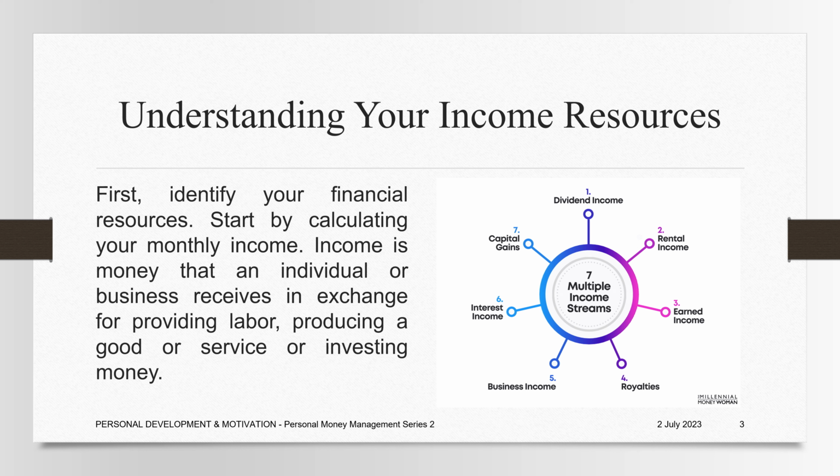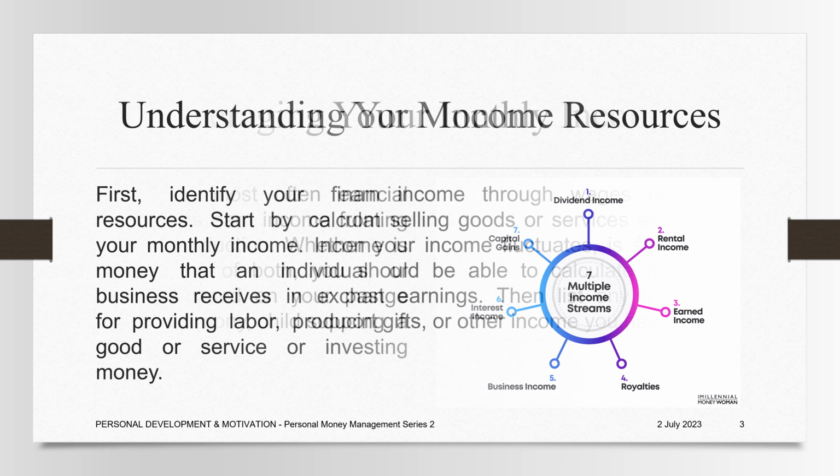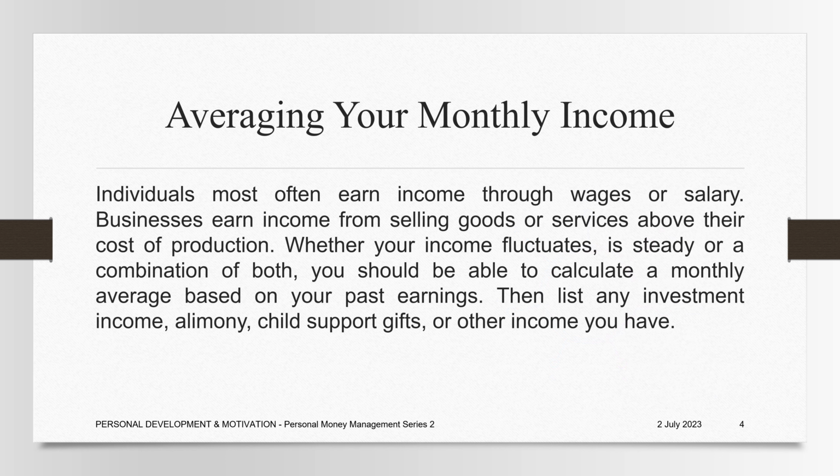Income is money that an individual or business receives in exchange for providing labor, producing a good or service, or investing money. Individuals most often earn income through wages or salary. Businesses earn income from selling goods or services above their cost of production. Whether your income fluctuates, is steady, or a combination of both, you should be able to calculate a monthly average based on your past earnings. Then list any investment income, alimony, child support, gifts, or other income you have.